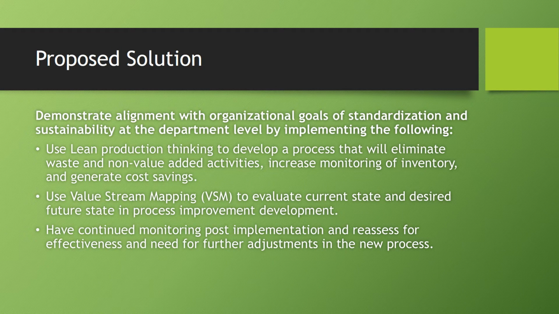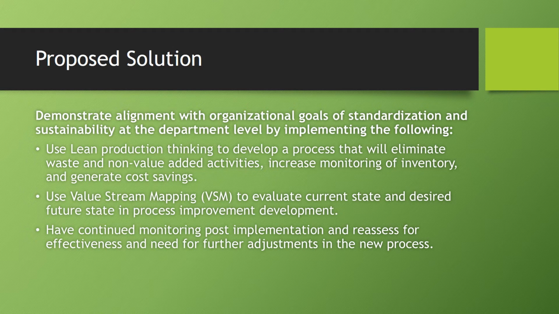We need to propose a solution. So simply put, the solution for us in this department is to develop a process which is currently lacking and develop it to meet organizational goals in a way that makes sense operationally for us at the department level to achieve that. So one of the things that we want to do is utilize lean production thinking to develop that process. We want to eliminate waste, non-value added activities, increase monitoring of our inventory, and at the same time generate cost savings.